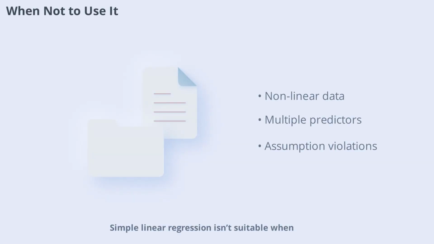Simple linear regression isn't suitable when the relationship between variables is not linear, when there are multiple predictors, or when the assumptions are violated. In such cases, consider using other statistical methods like polynomial regression or multiple regression to better capture the complexity of your data.